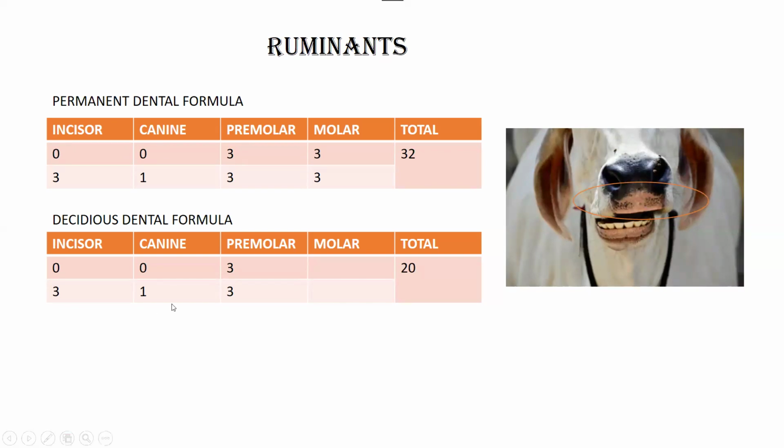In the lower arcade, I have written 3-1. Some people write it 4-0. So you can write it that way, because it is believed that the ruminants do not have canine teeth. So you can write it as 4, 0, 3 and 3, or you can write it as 3, 1, 3, 3. Both are the same. Different books write it in a different way. So that is their permanent dental formula. And given below is their deciduous dental formula, and you should remember these.